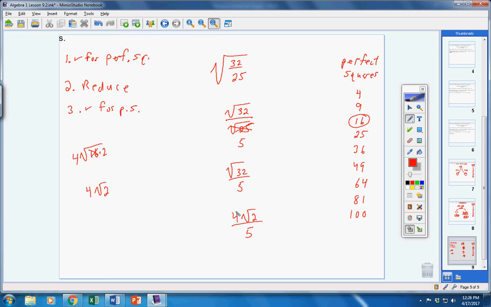How do you know that, Mr. Earhart? Well, do you have any perfect squares? No. Can you reduce anything? No. Can we simplify any of our radicals? No. That's it. Now if this were an 8, then you can simplify the 4 and the 8, but they're not. Alright? So we have to leave it like this. There's our answer. That's a good problem. Alright, let's try another one.